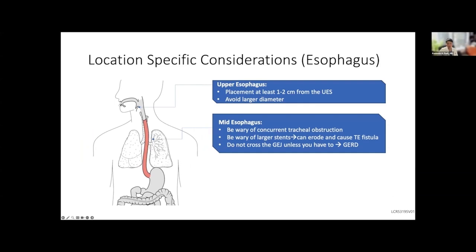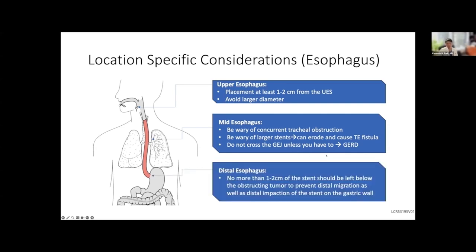Another thing is, if the stricture is down here, try not to cross the GE junction unless you have to. Obviously, if the stent crosses the GE junction, you're at risk for reflux, and patients are not happy with that. In the distal esophagus, no more than 1 to 2 centimeters of stent should be below the GE junction, or the lowest point of the obstruction. A long stent can cause distal impaction of the stent on the gastric wall. It can cause gastric bleeding, ulcerations, pain, and may even cause obstruction or decreased flow. So the goal is to tuck it in as high as possible, within the top of the stomach.